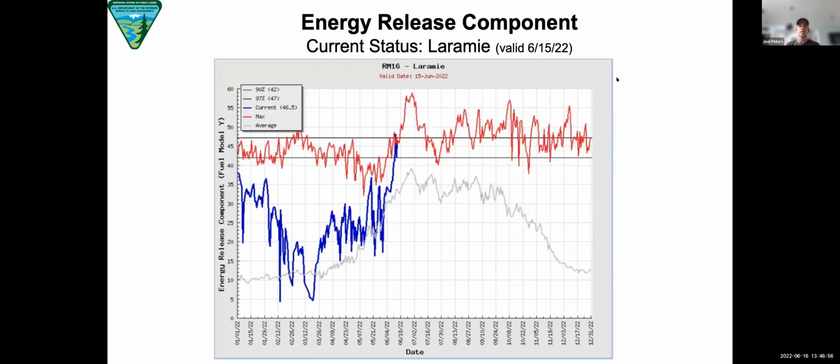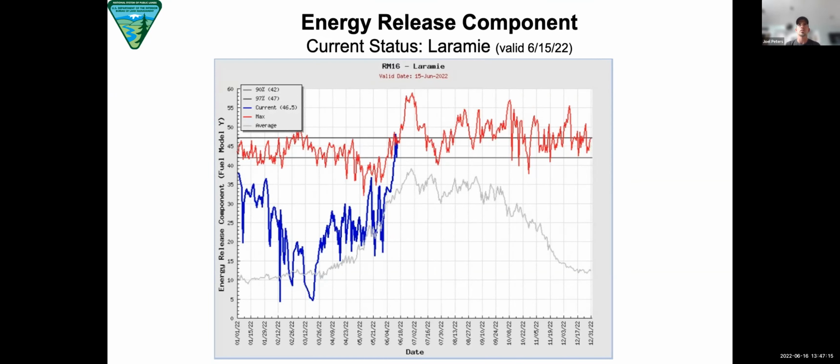So looking at Laramie, a little bit further to the west, similar scenario there of significant increases in their ERCs, and hopefully that portion of the state will get some of the moisture that they're hoping on, provide them at least some short-term relief.